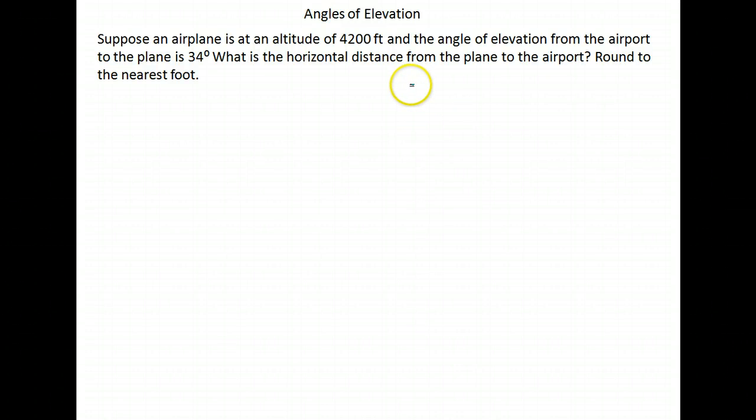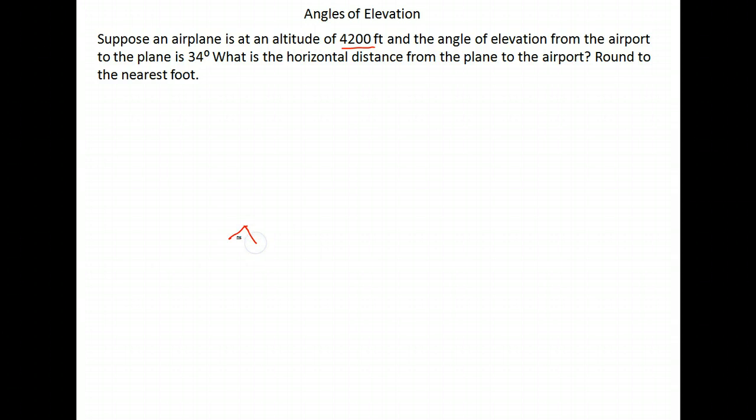Okay, let's talk about how we can use angle of elevation. So here's a question. Suppose an airplane is at an altitude of 4,200 feet, and the angle of elevation from the airport to the airplane is 34 degrees. What is the horizontal distance from the plane to the airport?